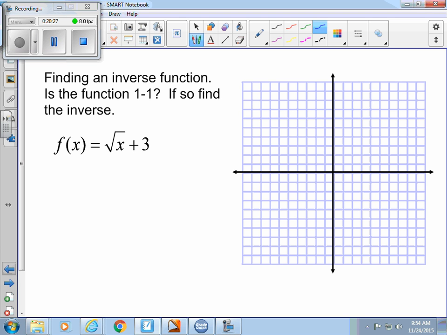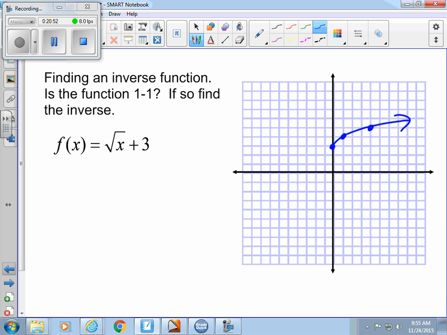Okay, one more example. This is another weird example. Finding an inverse function of the square root of x plus 3. You can graph that in your calculator. It's not a bad idea to start by graphing it in your calculator, just so you know what you're getting yourself into.